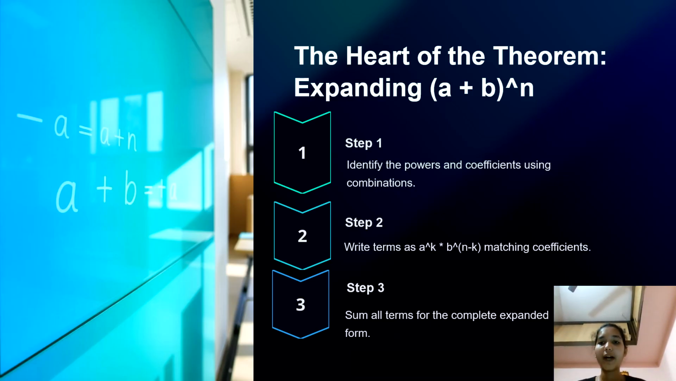The heart of the binomial theorem is expanding (a + b) raised to n. Step 1: Identify the powers and coefficients using combination. Step 2: Write the terms as a^k times b^(n-k), matching the coefficient. Step 3: Find the sum of all the terms for the complete expansion form.